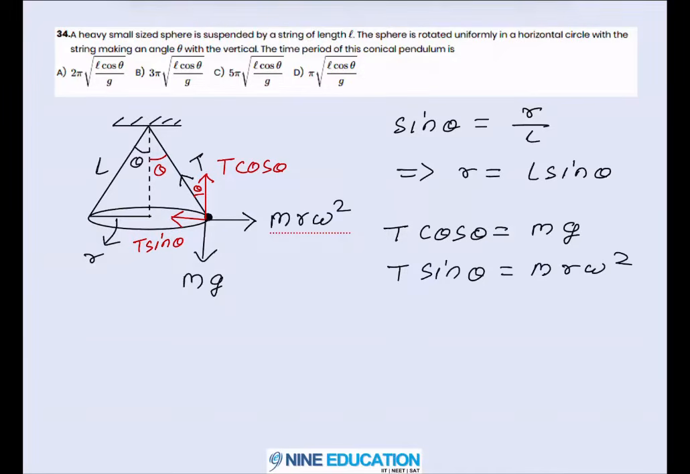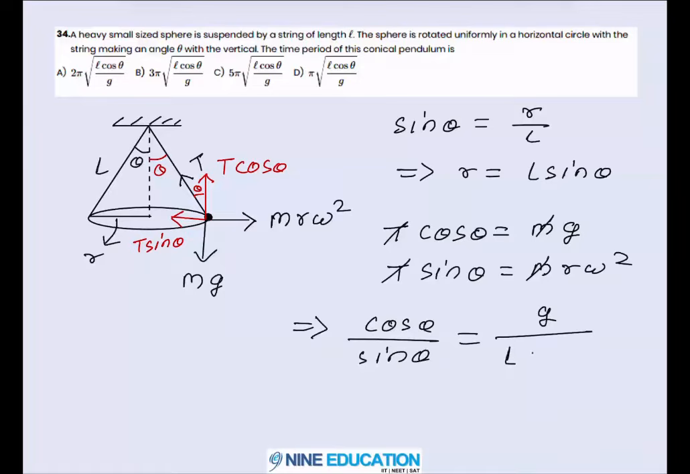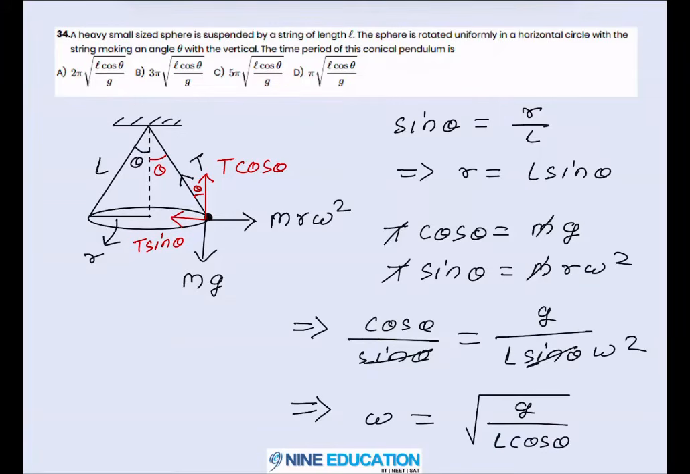Now, if I divide both the equations, I will get cos theta by sin theta is equal to, mass cancels out, tension cancels out, g by r omega square. What is r? The value of r is L sin theta. So L sin theta omega square. Now sin theta also cancels out. From this, what is the value of omega? The value of omega will be root over of g by L cos theta.